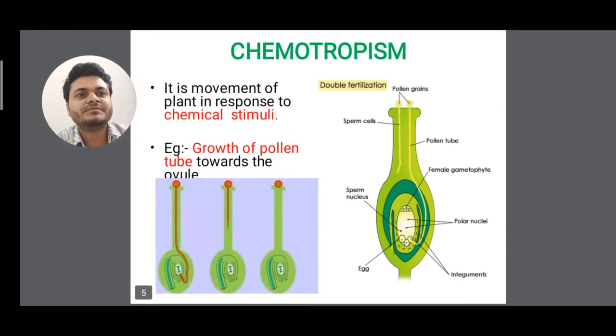Next is chemotrophism. The word chemo means chemicals. Clear? So it is a movement of plant in response to chemical stimulus. Example, growth of the pollen tube towards the ovule. On the right hand side you can see one pollen diagram has been given. This is an angiospermic plant. On the left hand side you can see one diagram. You can see there are 3 ovaries given, isn't it? 3 carpels are given, or 3 gynoecium figures are given.